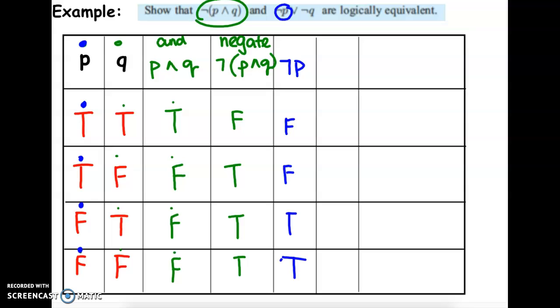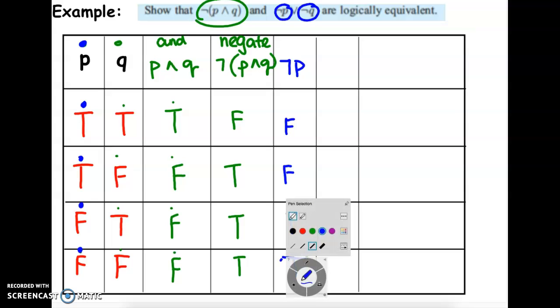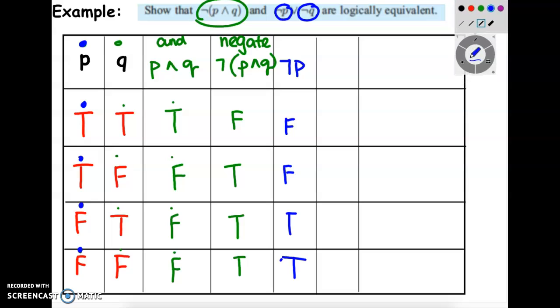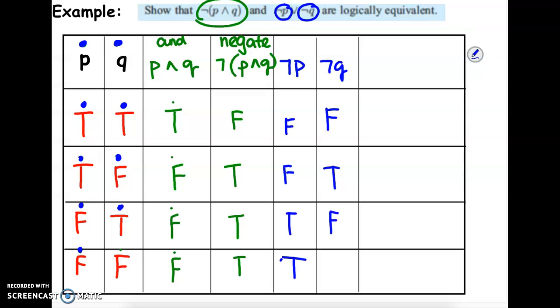All right, now we're going to negate Q. So opposite of true is false. Opposite of false is true. Opposite of true is false. Opposite of false is true. All right, I'm going to erase this.